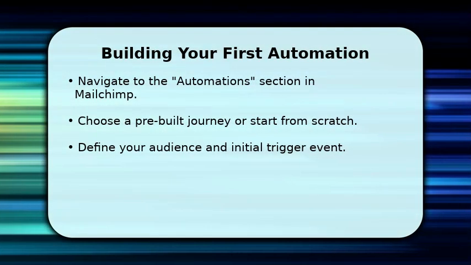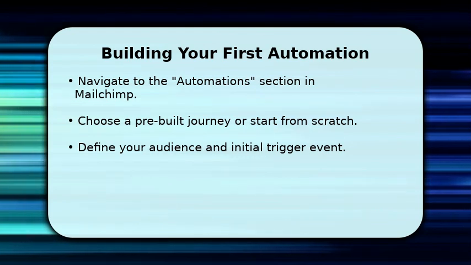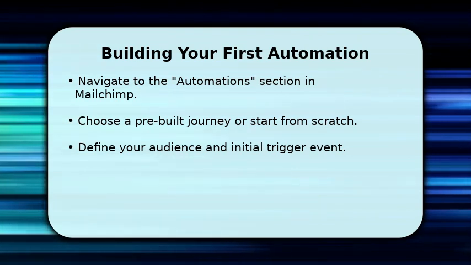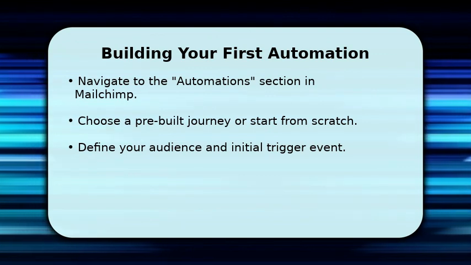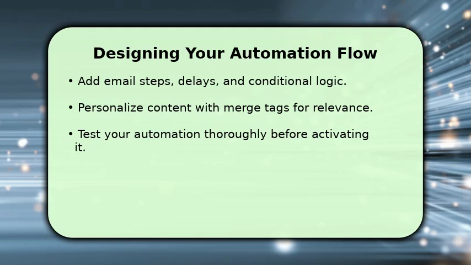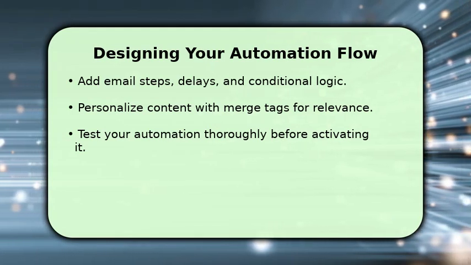To begin, log into your Mailchimp account and find the Automations section. Here, you can select from various pre-built customer journeys, like a welcome series or a birthday message, or choose to build a custom automation from the ground up. Next, you'll define your target audience and set the initial trigger that starts the automation, such as a new subscriber joining your list.